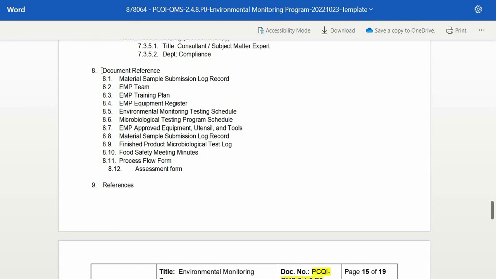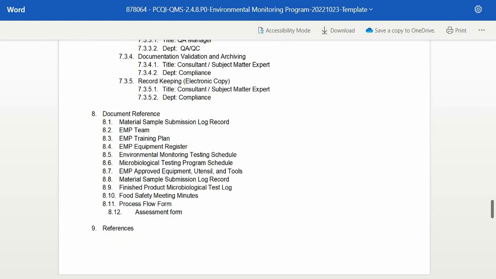Eighth is document reference. The reference documents are the set of documents used to implement and monitor a program, policy, or procedure. It includes the material sample submission log record, the EMP team, the EMP training plan, EMP equipment register, environmental monitoring testing schedule, microbiological testing program schedule, the EMP approved equipment, utensil, and tools, the material sample submission log record, finished product microbiological test log, the food safety meeting minutes, the process flow form, and the assessment form.